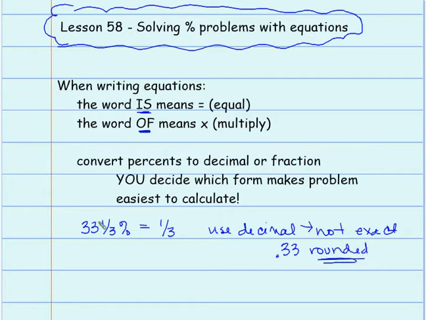Okay, so you're just going to use some logic. If you can evenly divide something by whatever the denominator would be in a fraction, write it as a fraction. If you're using a calculator, use a decimal. Okay, but you'll be asked to justify why you pick the form that you use. So remember, "is" means equal and "of" means multiply.